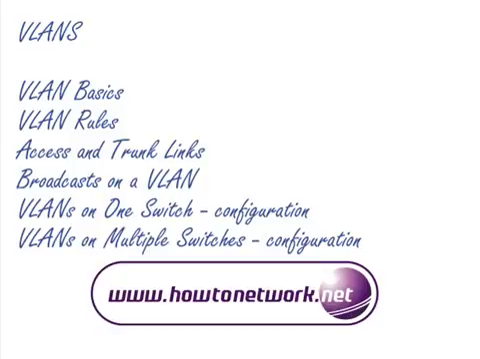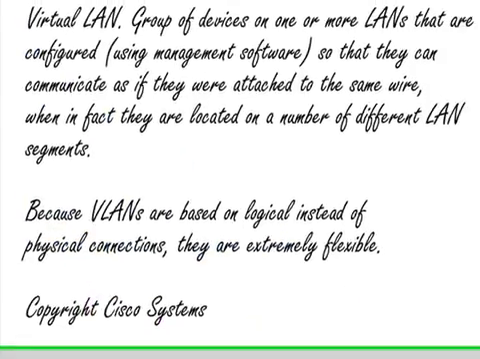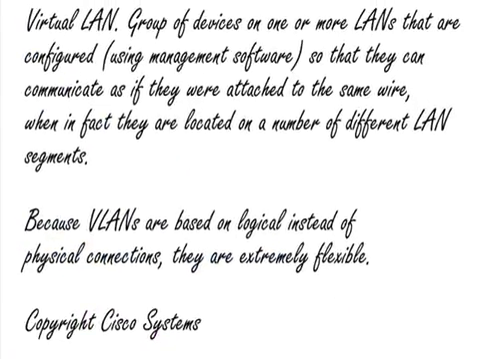I would like to draw your attention to Cisco's definition of what a VLAN is. I'll read it out as well. Virtual Local Area Network, VLAN. It's a group of devices on one or more LANs that are configured using management software so that they can communicate as if they were attached to the same wire, when in fact they're located on a number of different LAN segments. Because VLANs are based on logical instead of physical connections, they're extremely flexible, and that's copyright Cisco Systems.